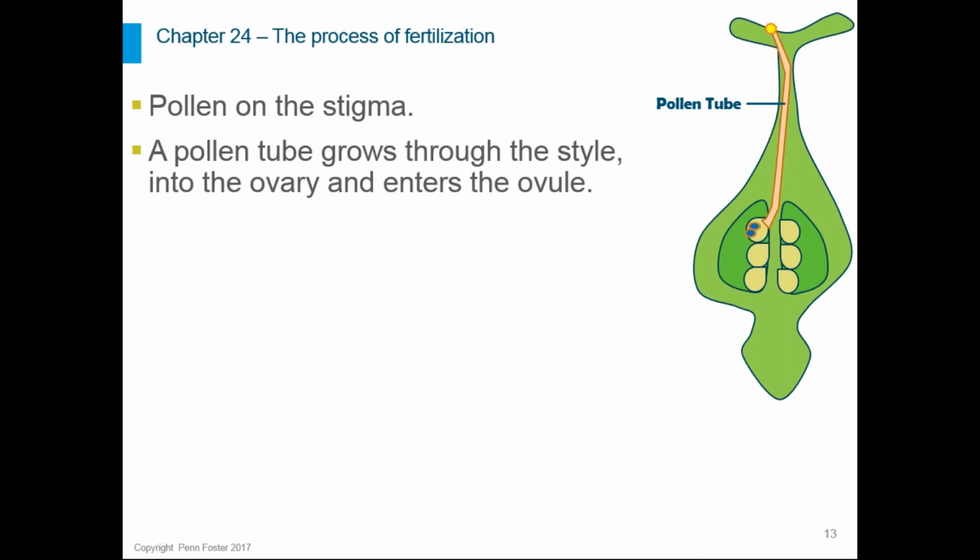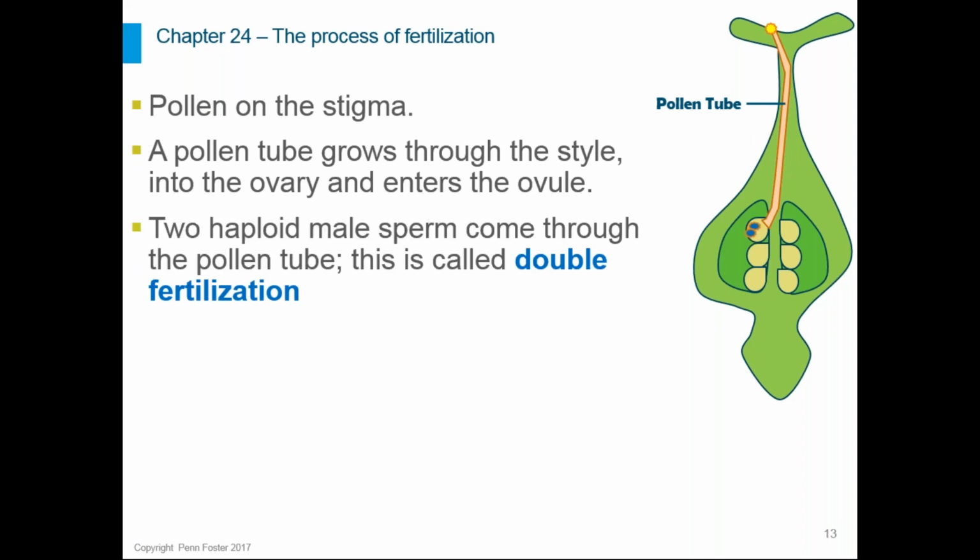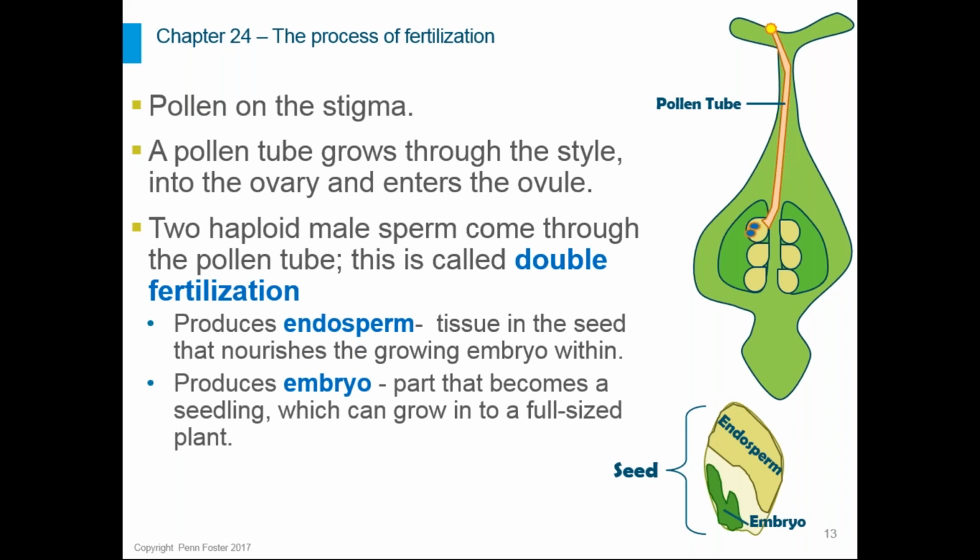All right, the two sperm cells come down, and each one fertilizes a female nuclei inside of the egg sac. This is called double fertilization because two fertilization events are happening in one ovule. One of these fertilization events produces the embryo, and the other produces the endosperm.